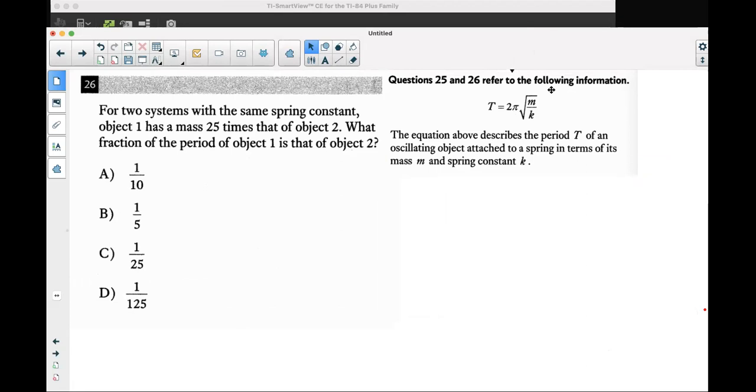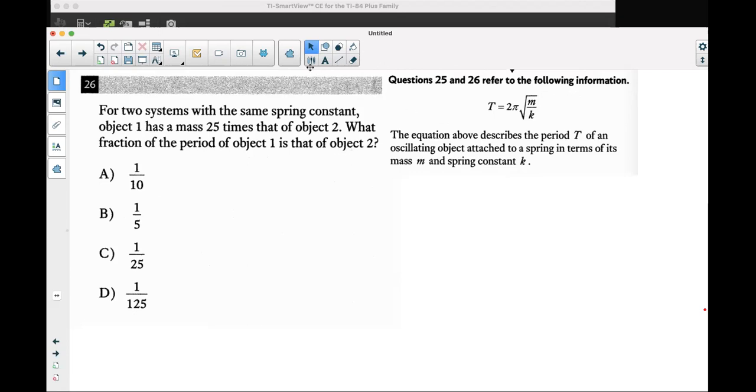So T is given in this way. The equation above describes the period T. T is the period of an oscillating object attached to a spring in terms of mass m and spring constant k. All right, so we got that one. Now, for two systems with the same spring constant, which is this k value is the same, object 1 has mass of 25 times of the object 2. So that means if one of them is mass of m, the other one will be mass of 25m. What fraction of the period of the object 1 is the object 2?